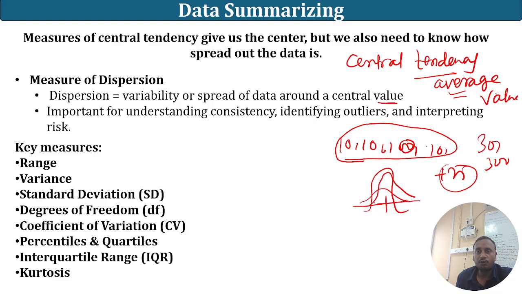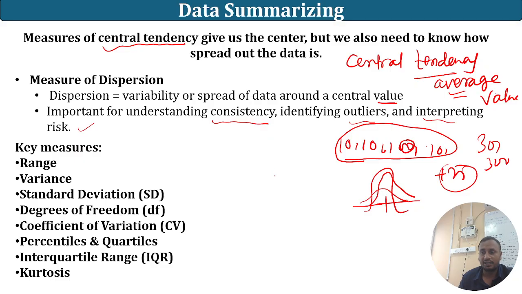Accordingly, if we are going to conclude based on central tendency alone, it's not going to be fair always. So that's why we should know what the error is, what the range is, and so on. It is important for understanding the consistency of the data, identifying the outliers, and interpreting the risk. So that's why it is very important.